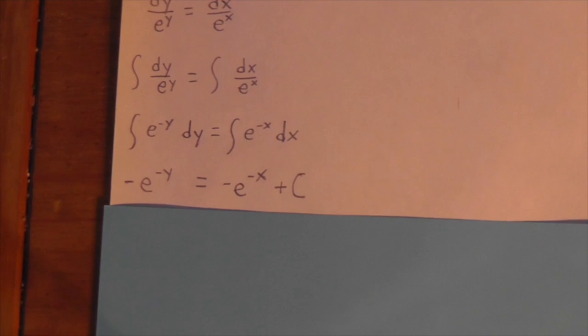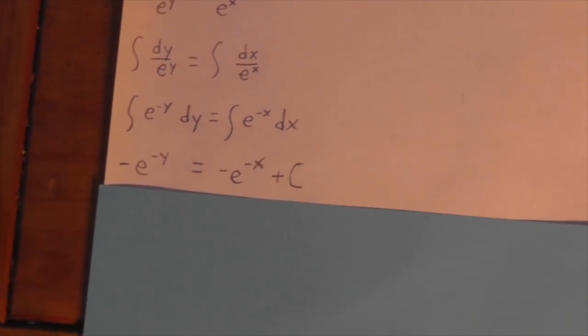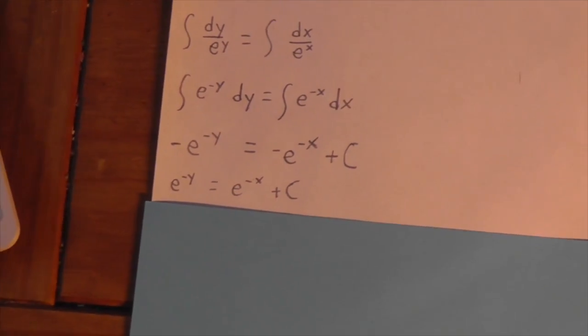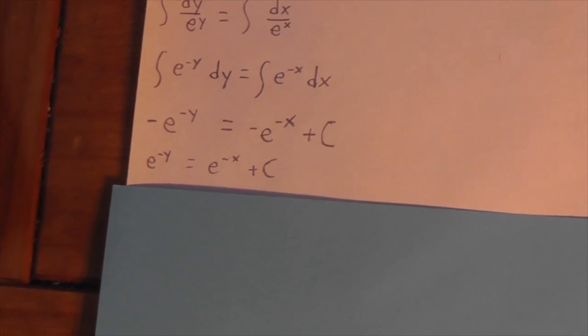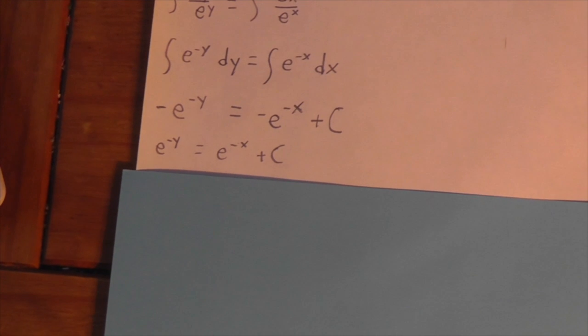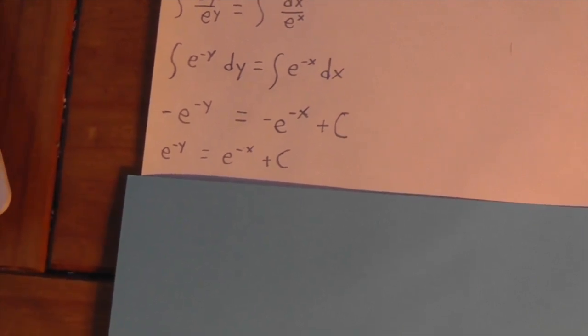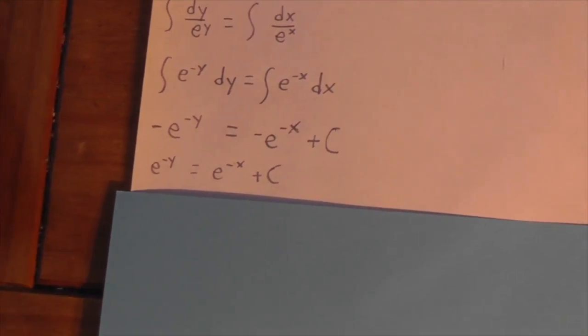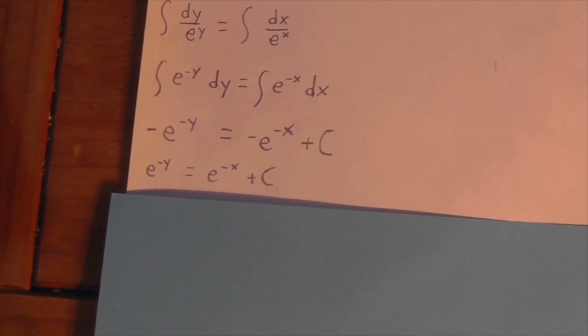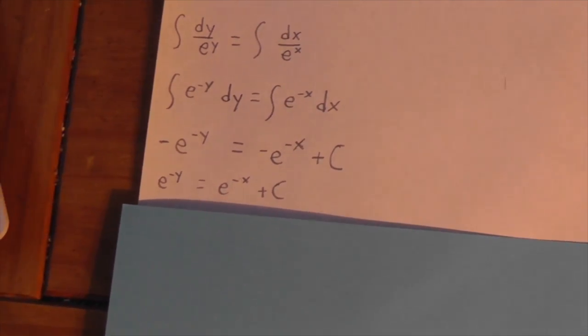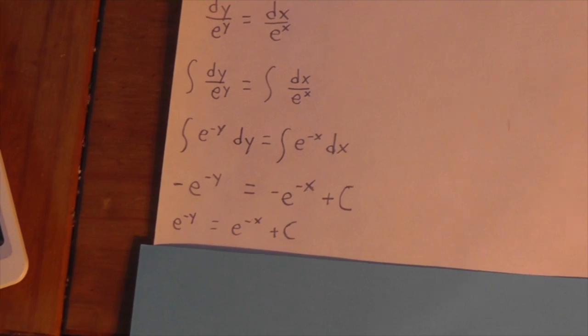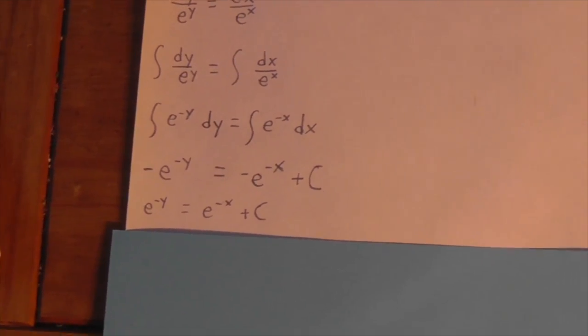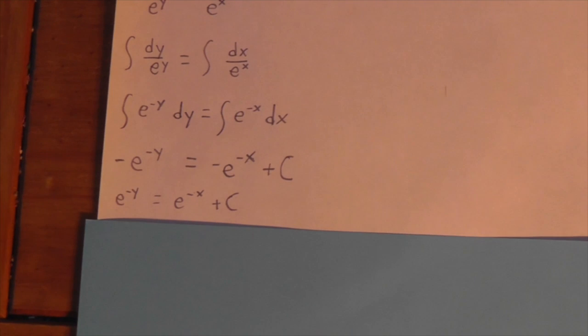We can now multiply both sides of the equation by negative 1. Writing minus c is the same thing as writing plus c, since c is not a set constant, but instead any real number. A lot of students make the mistake of thinking of c as a fixed number, but it's important to realize that plus c and minus c are the same thing. Now we want to isolate the variable y, so we take the natural log of each side.